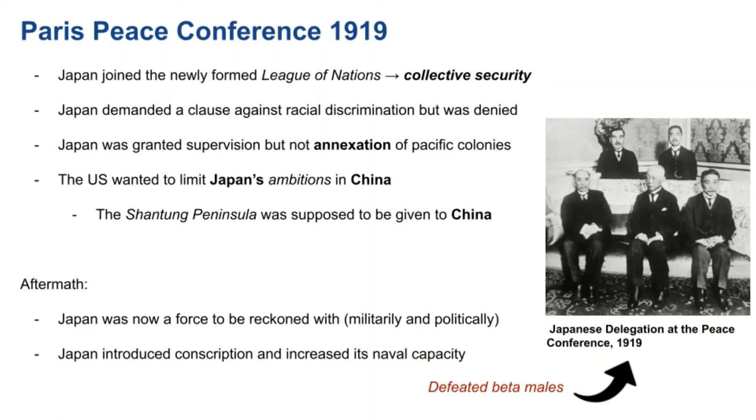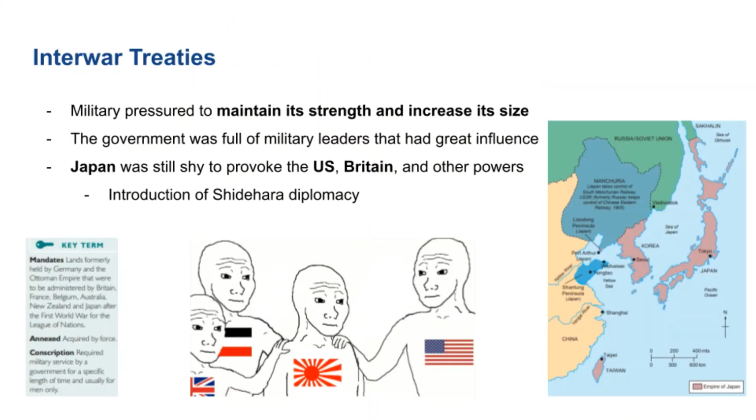The aftermath of the First World War and the Paris Peace Conference is that Japan was now forced to be reckoned with militarily and politically, and Japan introduced conscription and increased its naval capacity. The interwar treaties. This is a clash between the Japanese military and the more cautious parts of the Japanese government, which still try to keep a low profile.